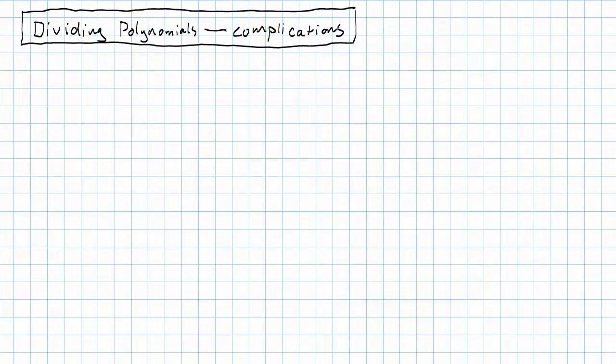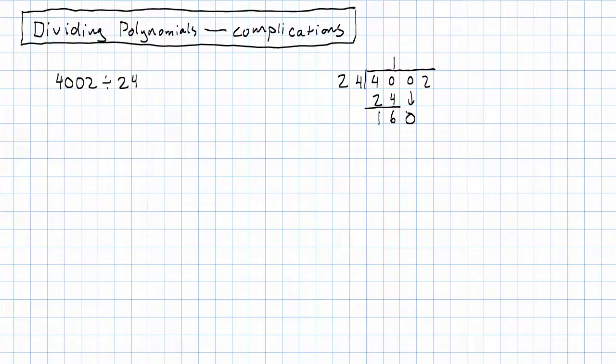Now, let's take a quick look at a slightly odd-looking long division problem. Let's say we were doing long division, and we divided 4002 by 24. When we set up our division bracket, of course we'll have our 24 outside, our 4002 inside. 24 goes into 40 one time. 24 goes into 160. Let's see.